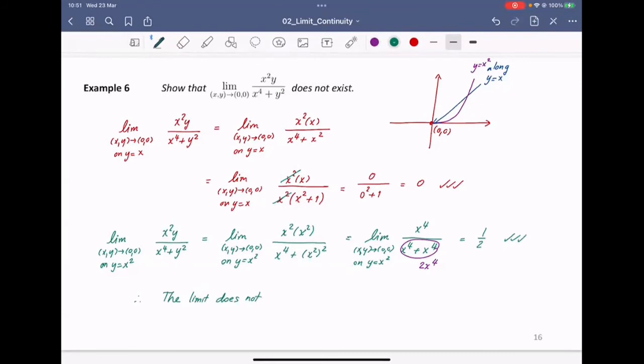Any question on this one? Well, if you feel like you want to challenge yourself, you can find another line for which the limit is different, right? But you know, for this question, most lines are gonna give you 0. So it's hard to find a line that fits perfectly and gives you different limits.